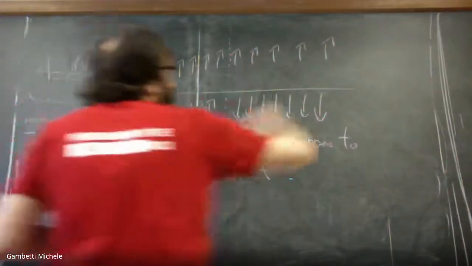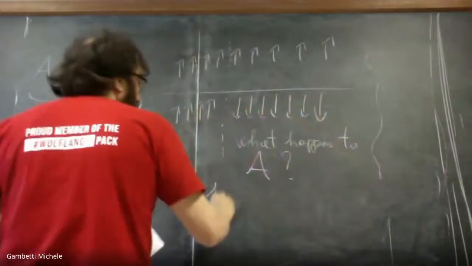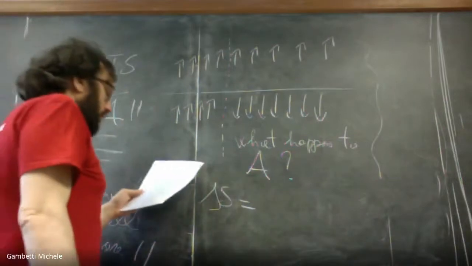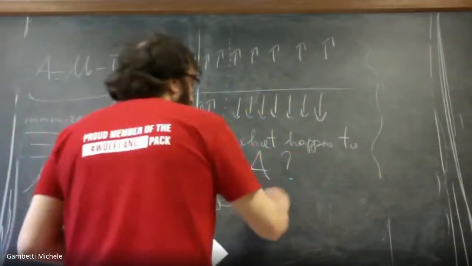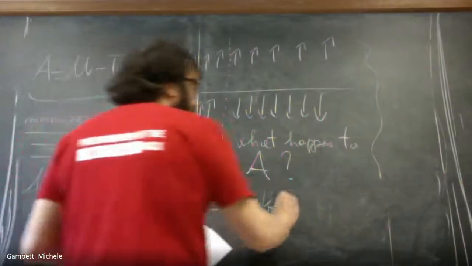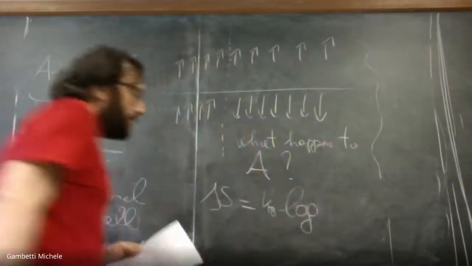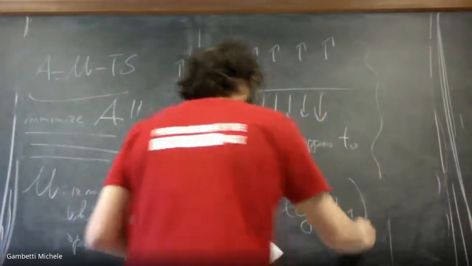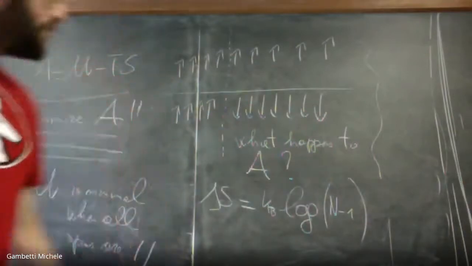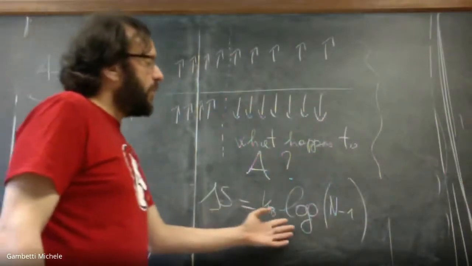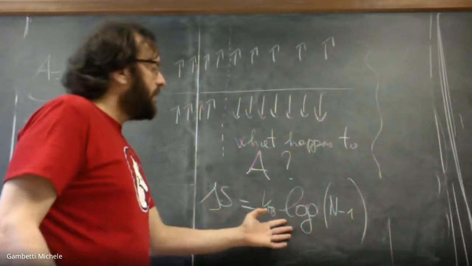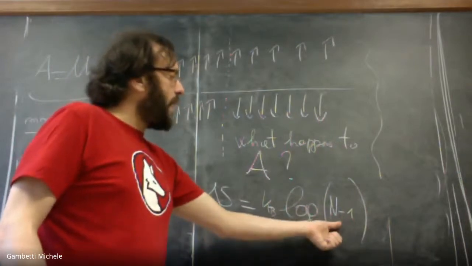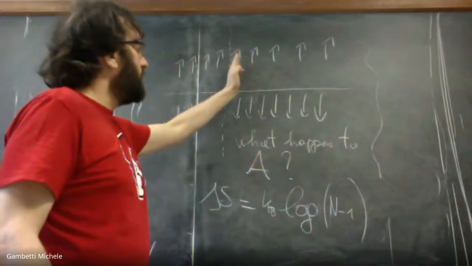Now, what is the variation of entropy associated with this change of configuration? The variation of entropy can be estimated in the following way. It's k_B, because of the dimension, and then the log of n minus 1, in which I have used the entropy of Boltzmann, and this log of n minus 1 means the number of ways I can put a separator in this chain.